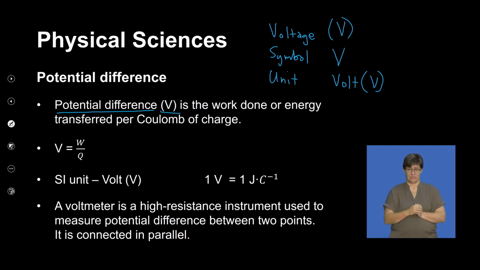So a voltmeter offers high resistance. What does that mean? No current flows through the voltmeter, okay? And then it is always connected between 2 points, which is in parallel. That's what it exactly means.